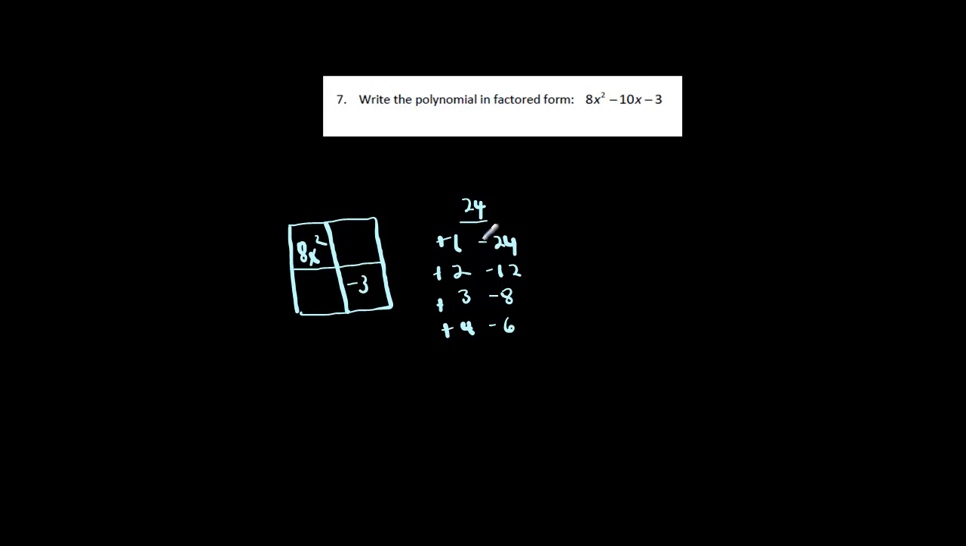The one that adds to negative 10 is this one. So we're going to have a positive 2x and a negative 12x. So let's go around and assign the signs. And then factor 3, 2x, 4x, and 1. So 4x plus 1 times 2x minus 3. That's in factored form.